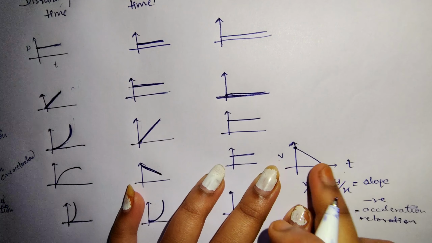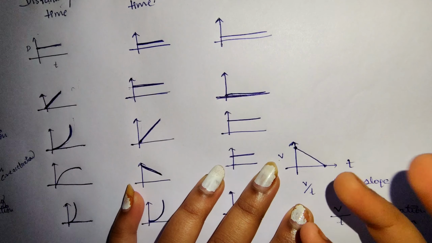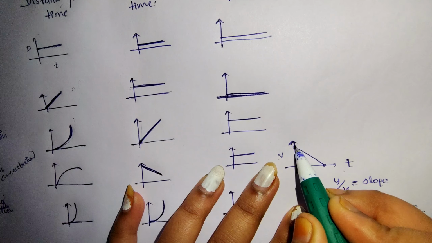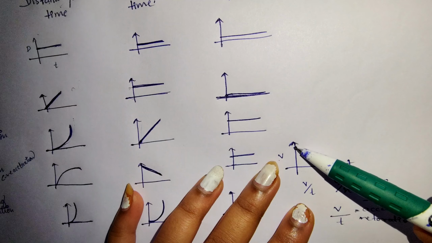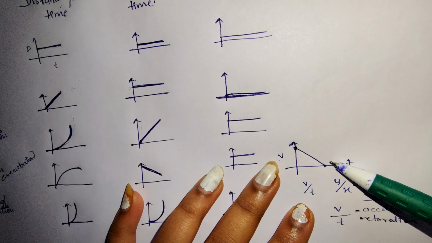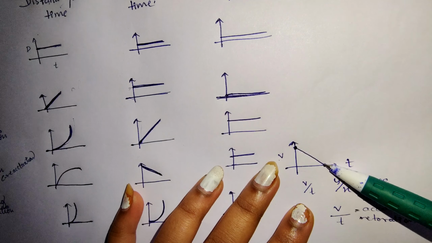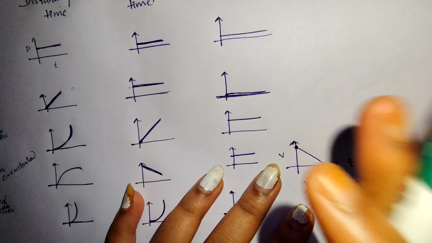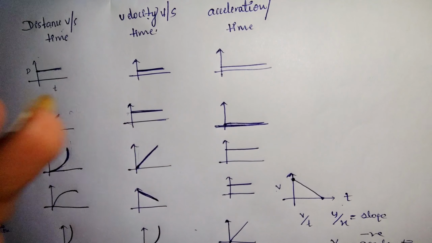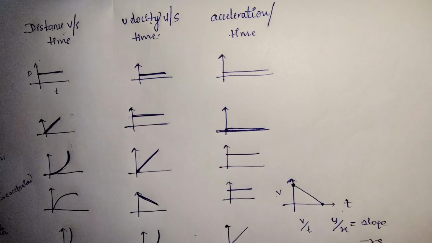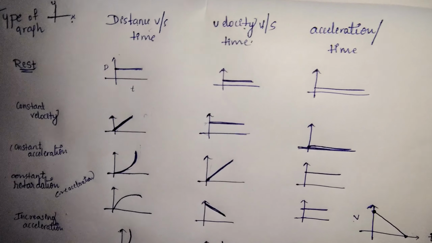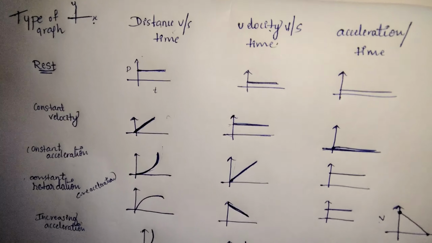So now we have a retardation: the object initially has some velocity and it has some negative acceleration, that is retardation, and finally with respect to time it comes to rest. That is the meaning of this graph. I hope you understand the meaning of this graph. This is a bonus graph that I have given you. You can take a screenshot of this graph.